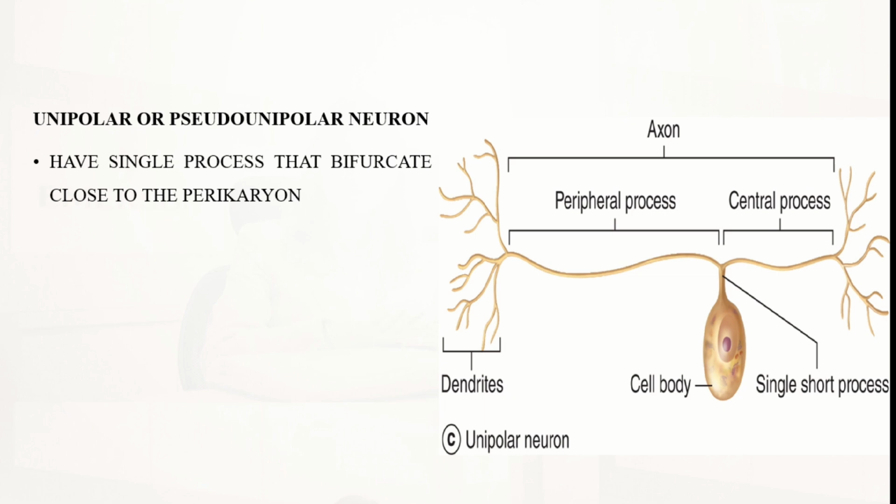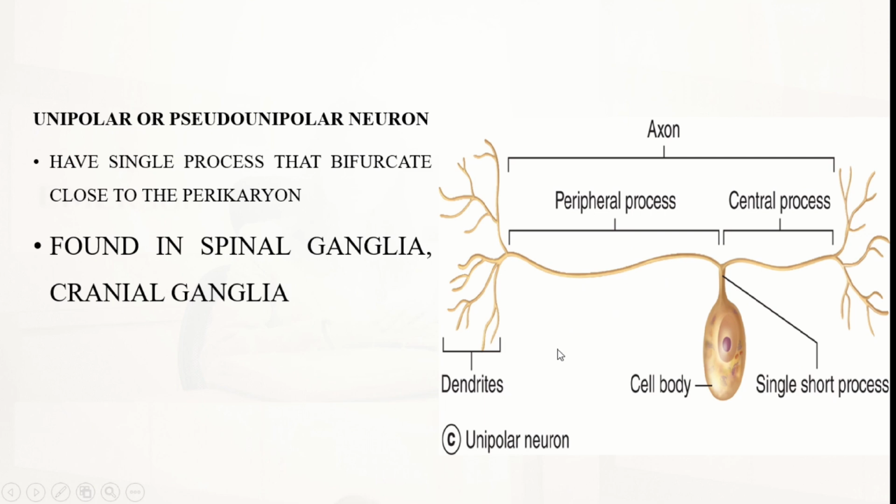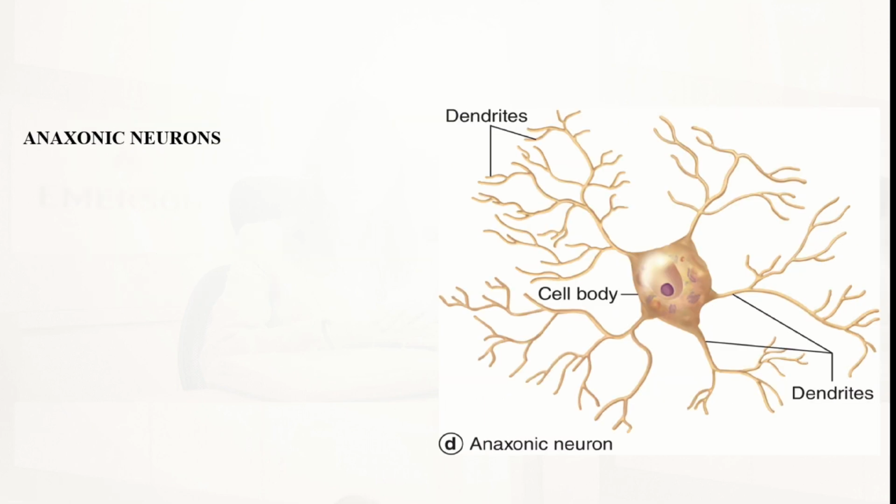Then this is the unipolar or pseudounipolar neuron, which has a single process that bifurcates close to the perikaryon. This is what we are talking about, having a single process that bifurcates close to the perikaryon. That's the axon. They have the peripheral process and the central process, and the single short process here has bifurcated as shown. These are found in spinal ganglia and also cranial ganglia. And this is an anaxonic neuron, meaning they don't have an axon.